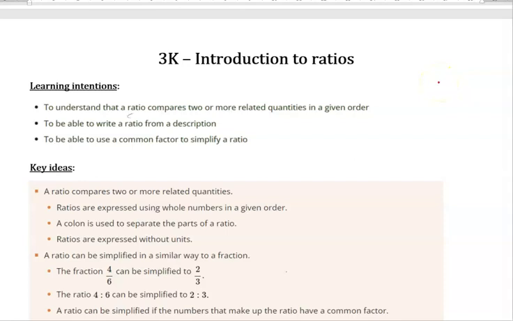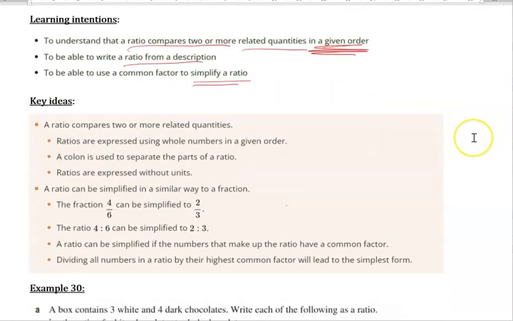A ratio compares two or more related quantities in a given order. And that's so important. So they're kind of like fractions, but they're not fractions. We're going to learn to write a ratio from a description. So again, the order counts. And we can actually simplify a ratio like we can simplify a fraction. That idea is the same.